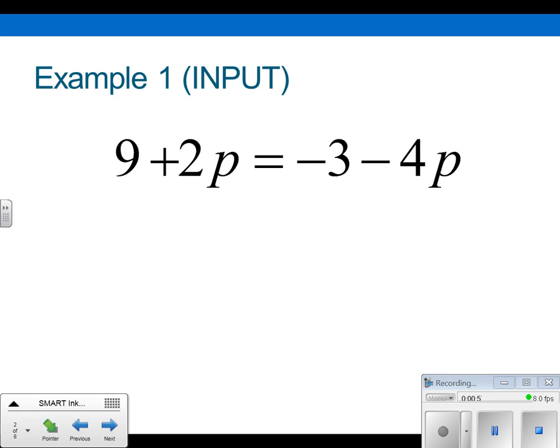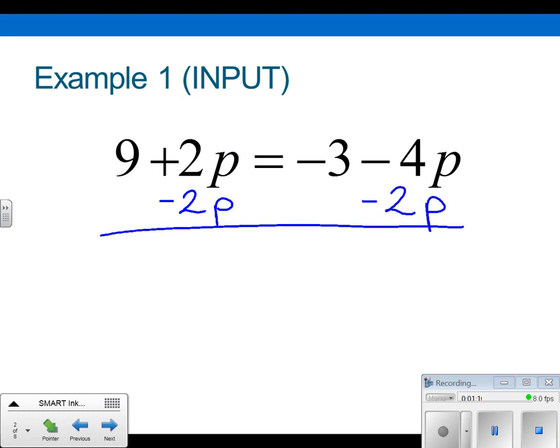So what I'm going to do is take 2p, it's plus 2p, and to remove it from the left side, I do the opposite of plus 2p, which is minus 2p. And when we do this on both sides, we're keeping everything balanced. This is 0, so then we're left with 9 plus 0, which is just 9, equals negative 3. And then negative 4p minus 2p, they're like terms, so this ends up being negative 6p. When we do negative 4 minus 2, we get the negative 6.